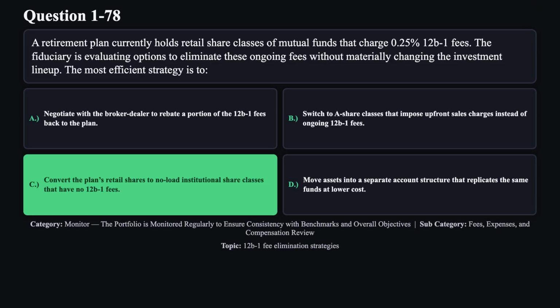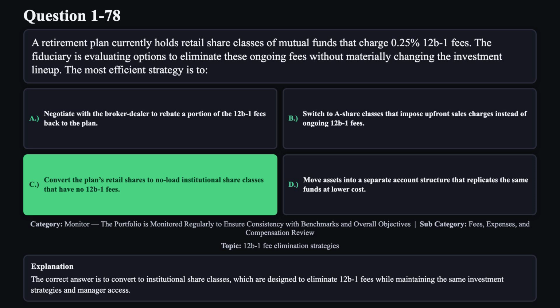The correct answer is C. The correct answer is to convert to institutional share classes, which are designed to eliminate 12b-1 fees while maintaining the same investment strategies and manager access.